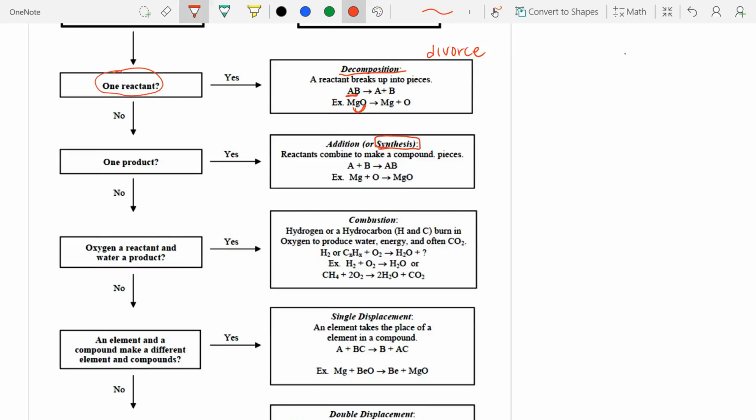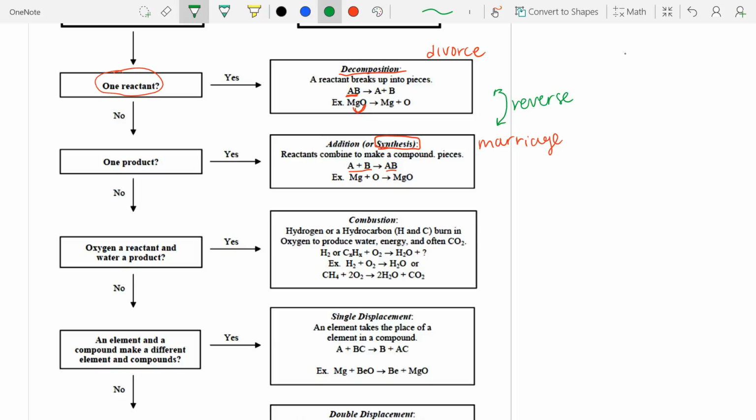Now, if you don't have one reactant, but you only have one product, that is called synthesis. Okay, a synthesis reaction. This is when you have two things that make one thing, which is like marriage. It's when two people get married. Two individual people become one couple. And so these are the reverse of each other. They're backwards from each other.